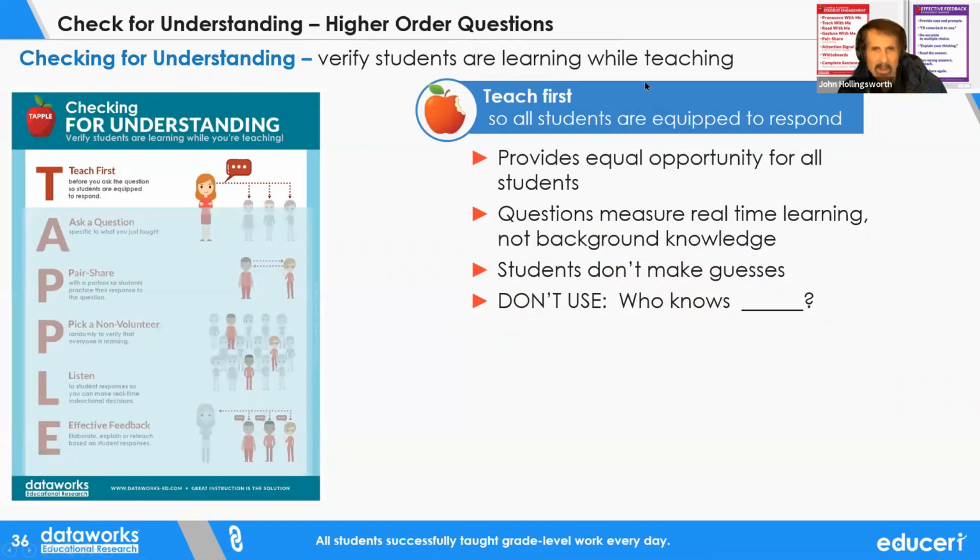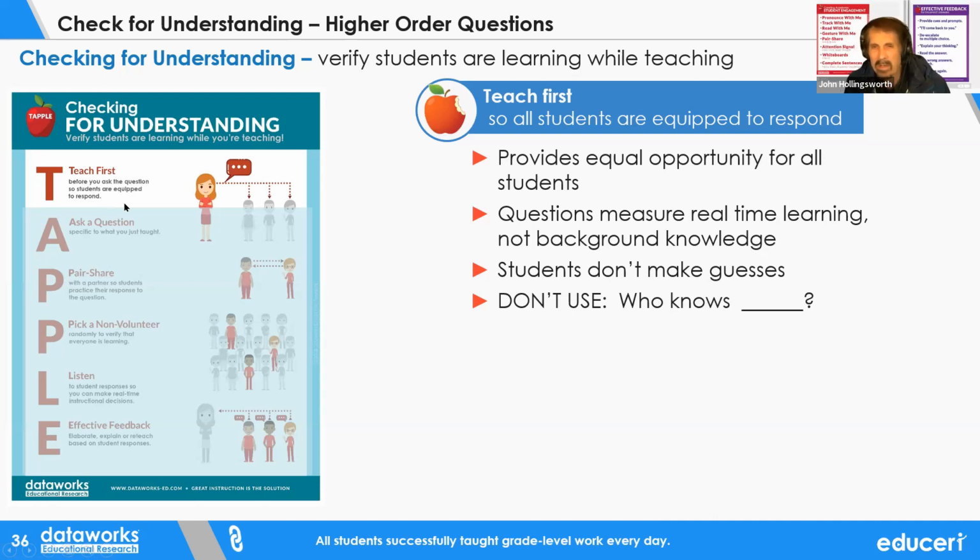Checking for understanding: verify your students are learning what you're teaching while you're teaching. So we made up this little acronym TAPPLE, T-A-P-P-L-E. Let's try to read it all together. So the first T stands for, go: Teach first before you ask the question so students are equipped to respond.